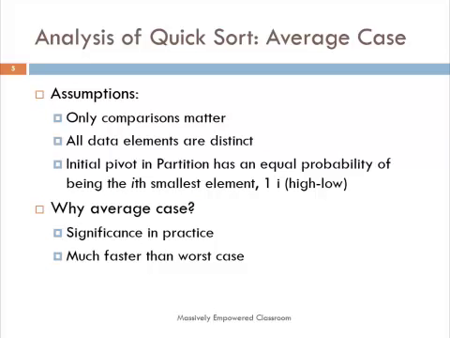Its average case performance is very good, and that is what matters in practice a lot of times when we actually use QuickSort as the sorting algorithm in an implementation. So to analyze the average case complexity, we need to make a few assumptions. As always, we only count comparisons. Other operations such as swapping and so on will be of the same order or of a lower order than the number of comparisons done, so we only count the number of comparisons.